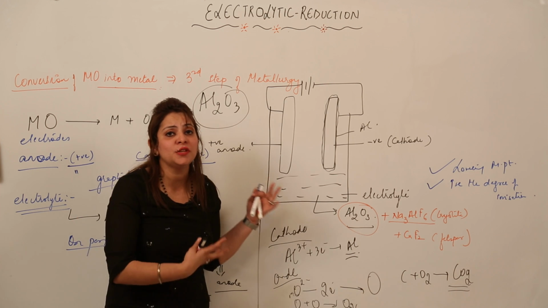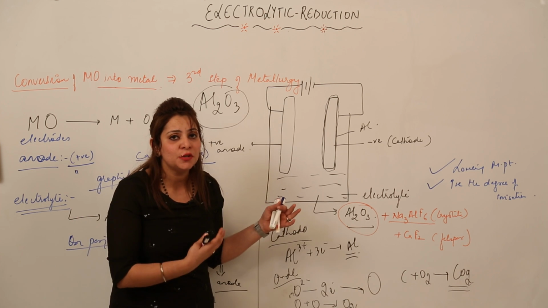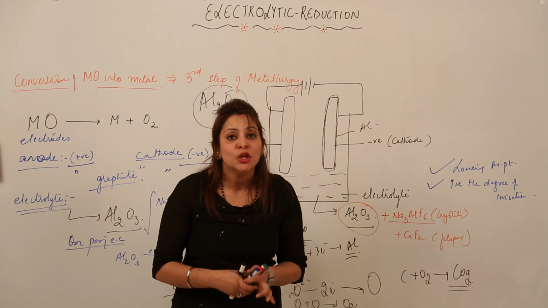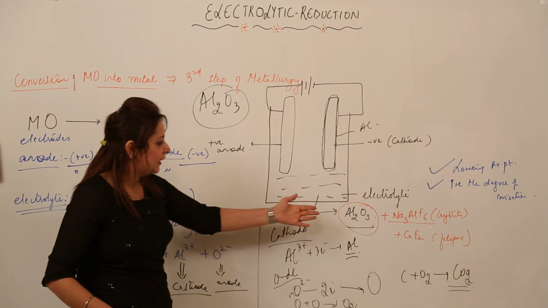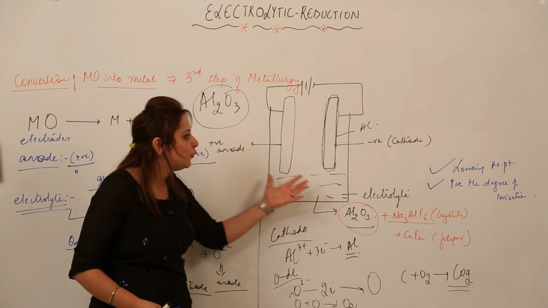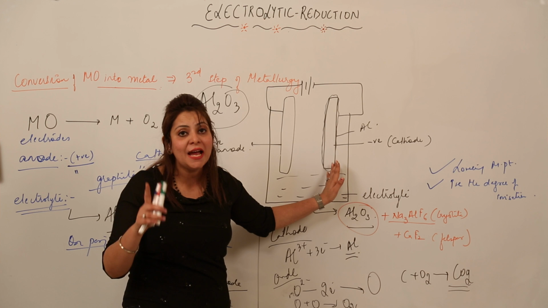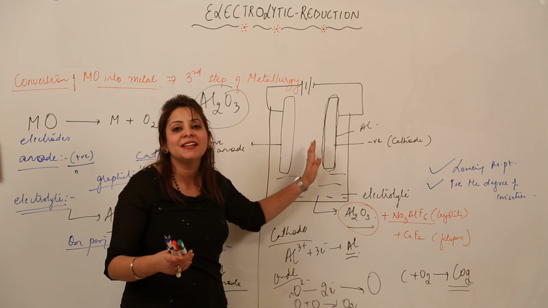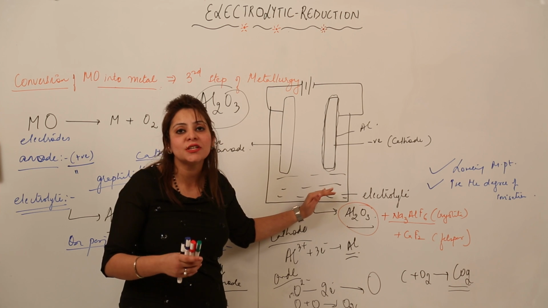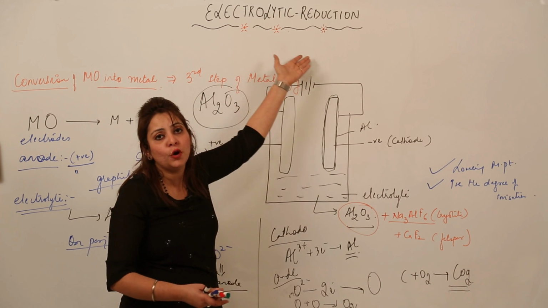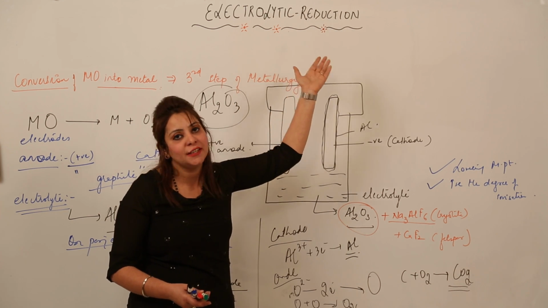Why did we do this process? We did it because we wanted our metal to be separated from oxygen. Earlier it was Al2O3; now the cathode has a coating of aluminium, no oxygen, only aluminium. So the aluminium oxide is reduced to aluminium. This is what we wanted, and that is why we performed this process, electrolytic reduction.